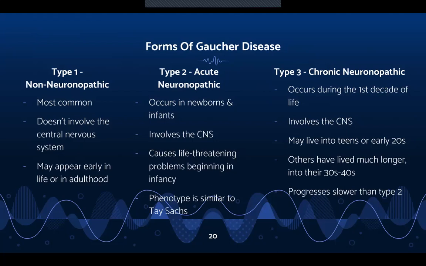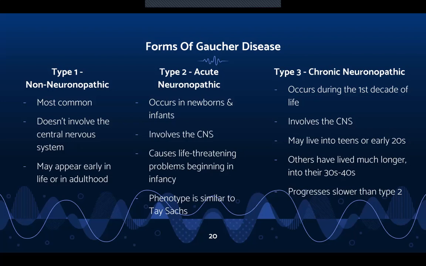It also involves the central nervous system, so here you will also see neurodegenerative symptoms. Patients may live into their teens or early 20s, but others have lived much longer into their 30s and 40s. Type 3 progresses slower than type 2. In addition to these 3 forms, 2 others exist: the perinatal lethal form and the cardiovascular type.